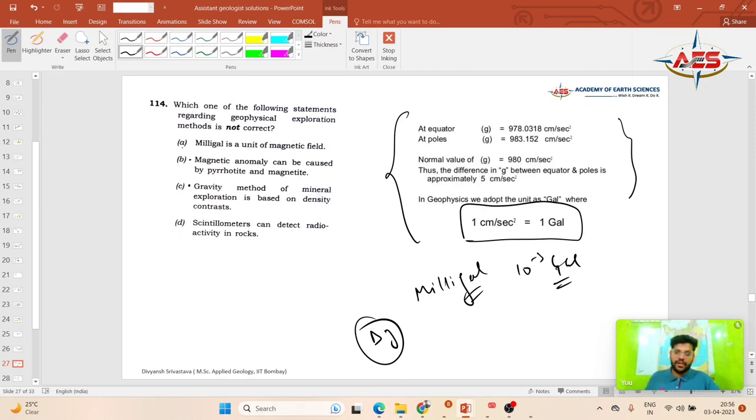Scintillometers can detect radioactivity in rocks. Yes, these are the devices that are used to measure the amount of alpha particles, beta particles that are released. So scintillometers, yes, this is correct. This is correct, but this one is incorrect. So this is the correct option.